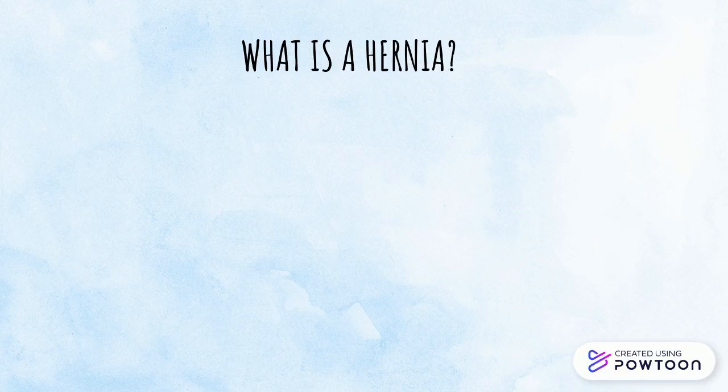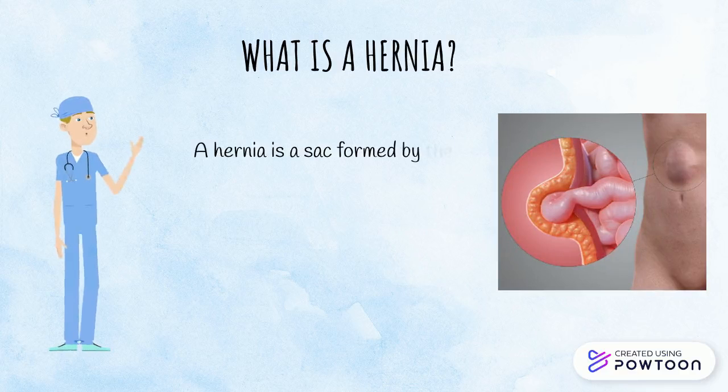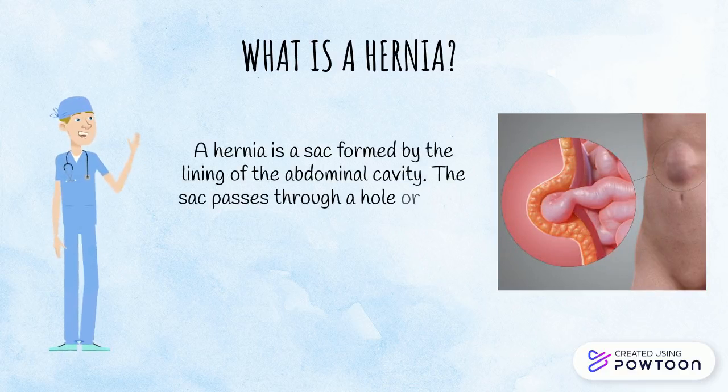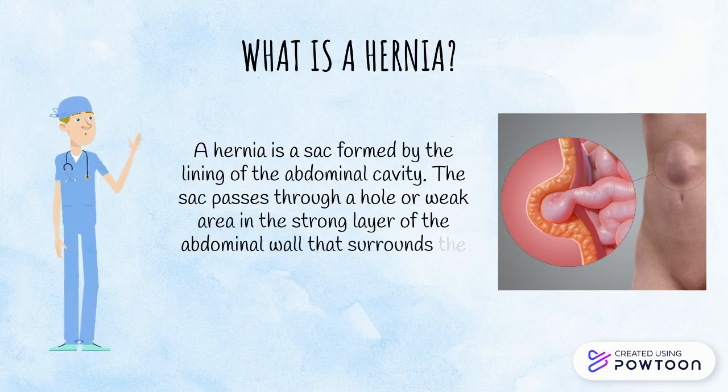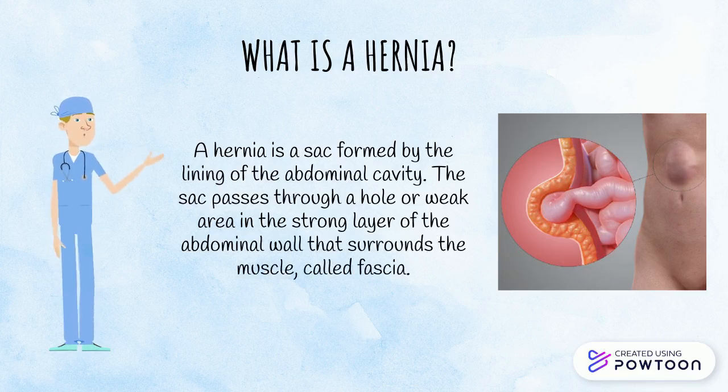What is a hernia? A hernia is a sac formed by the lining of the abdominal cavity. The sac passes through a hole or weak area in a strong layer of the abdominal wall that surrounds the muscle, called fascia.